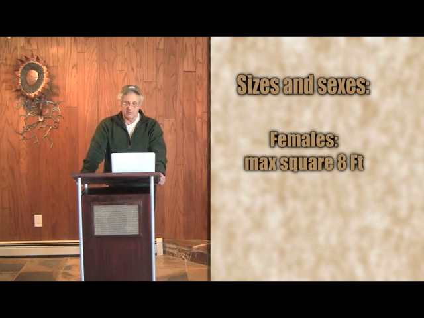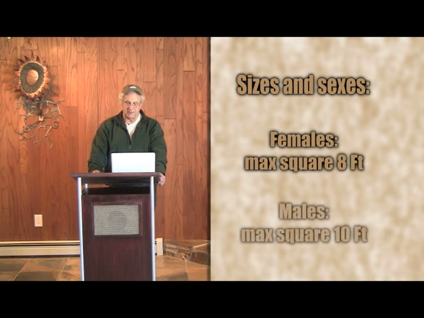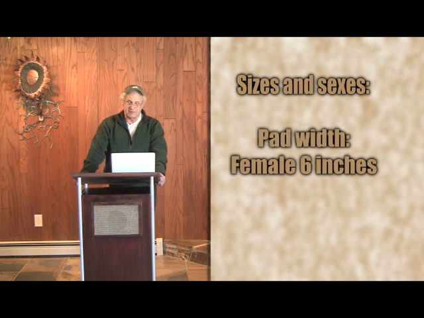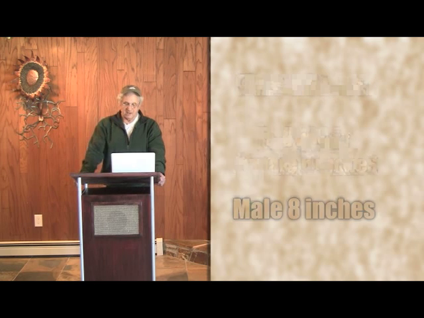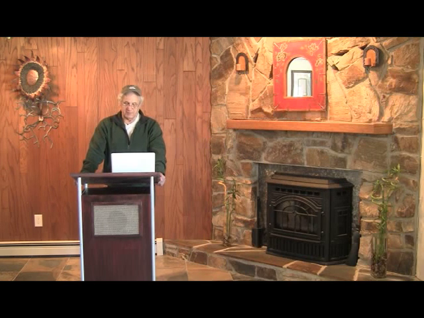When we look at females, the maximum square on the high side is about 8 feet. For males, it's about 10, and that's realistically between 9 and 10 feet. The width of the front pad on a good mature female is about 6 inches as a maximum, and for males, 8, and sometimes just a little bit bigger. There are a few animals that will have 9-inch pads, but not very many of them. Again, as I indicated earlier, males are from half to twice the weight of females.